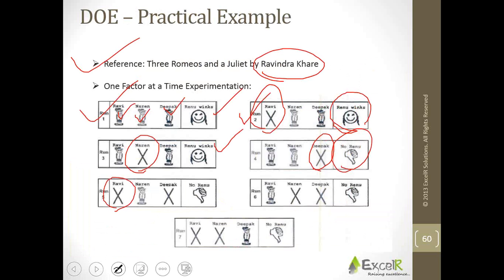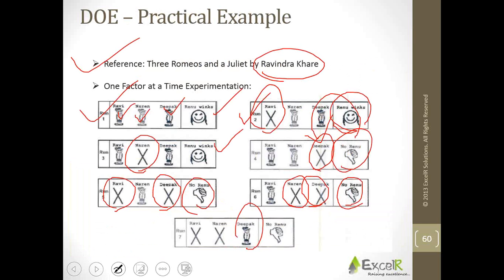They've removed Ravi and Deepak both. She's not winking. They have removed Naren and Deepak. She's not winking. So that means clearly Reenu likes Deepak. This is one factor at a time. This is how we do experiments, right? One factor at a time. And that is what we think.